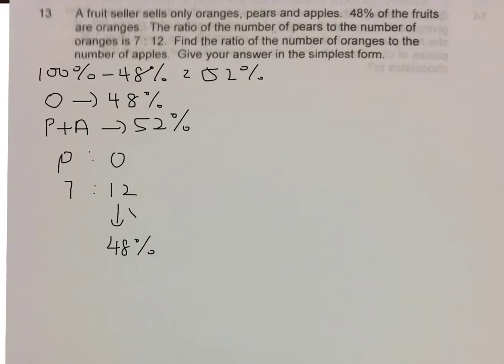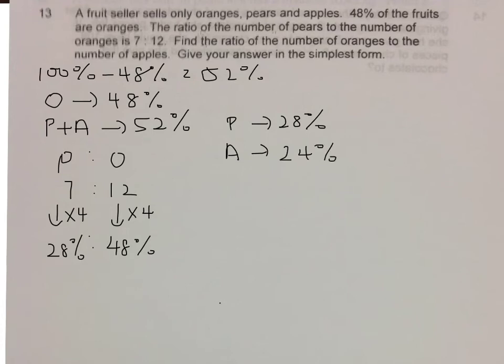that will be 12 times 4 here, so 7 times 4 too, that will give us 7, 14, 21, 28% are pears. So if pear is 28%, apple would be 52 minus 28, okay, that will give us 24%.